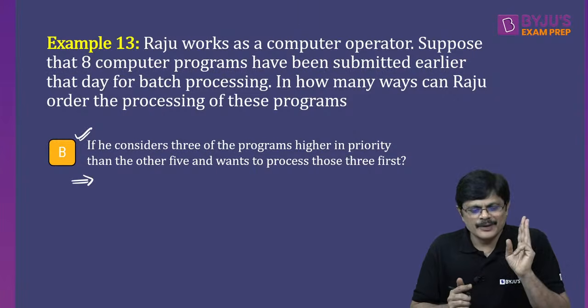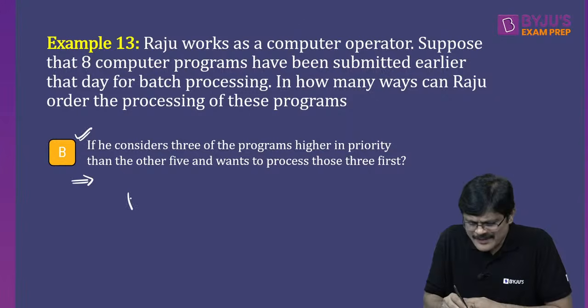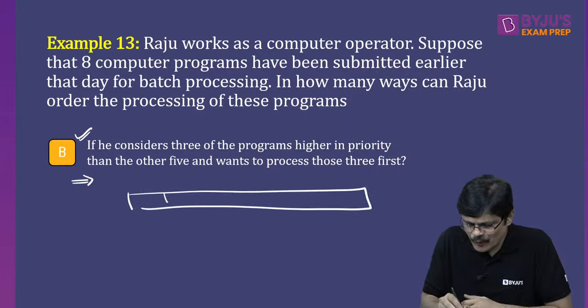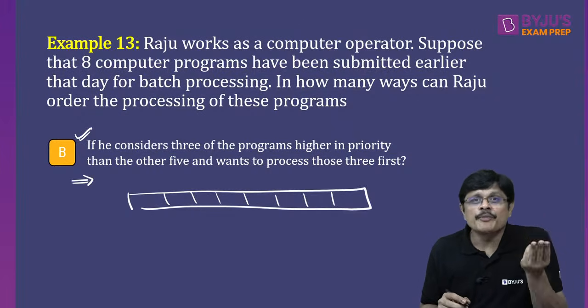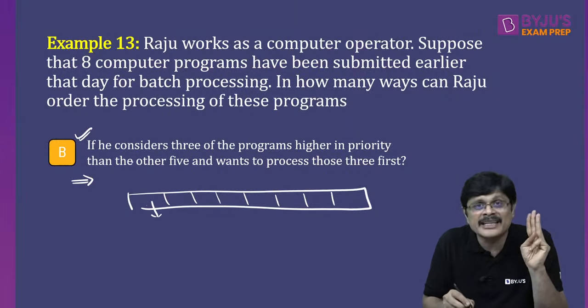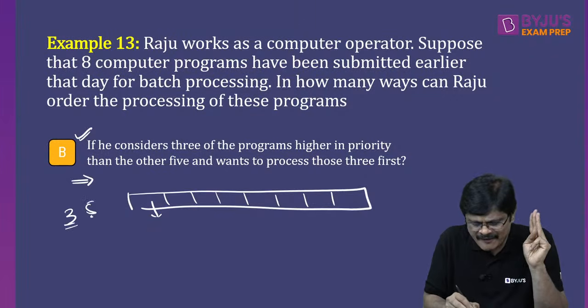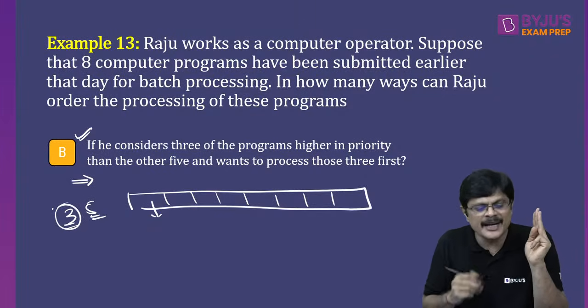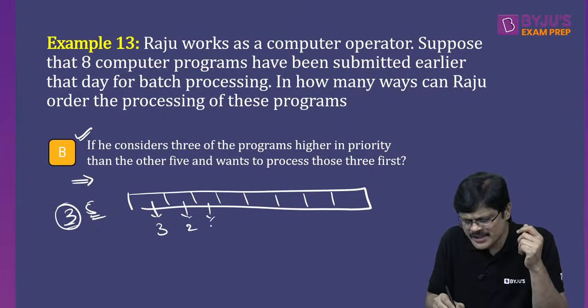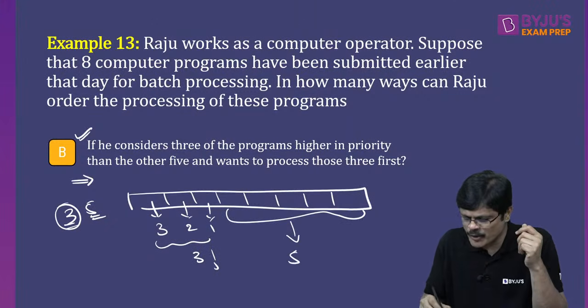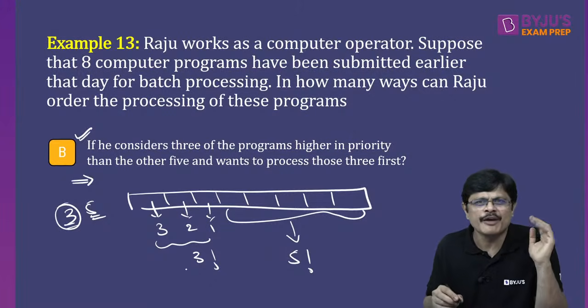So here we have a total of 8 programs he needs to process: 1, 2, 3, 4, 5, 6, 7, 8. But the first 3 programs to be processed are the ones which have higher priority. So first you have to process the 3 programs. After that the 5 programs are to be processed. How many ways can these 3 programs be processed? These 3 programs can be processed in 3 factorial ways, followed by the other 5 programs which can be processed in 5 factorial ways. 3 factorial into 5 factorial.